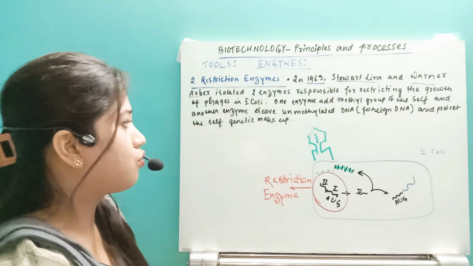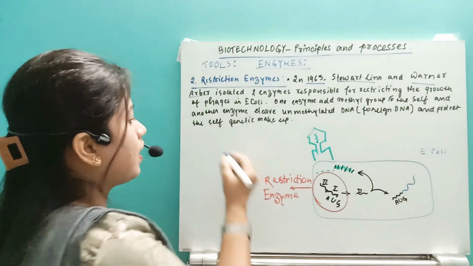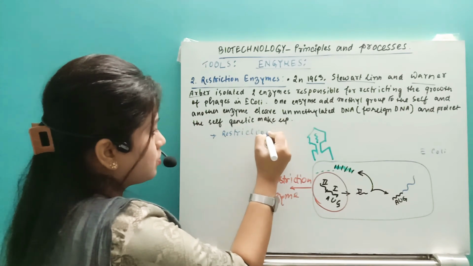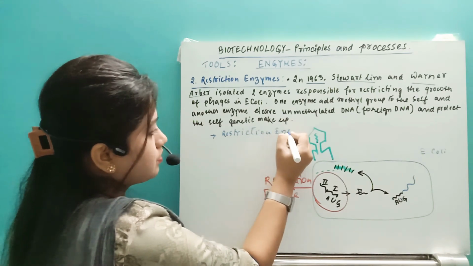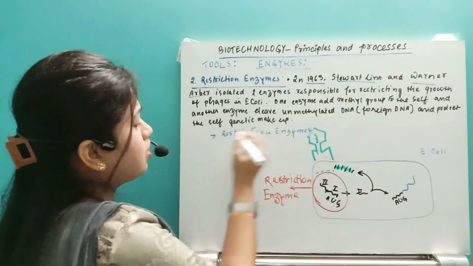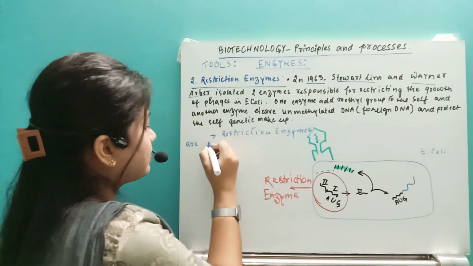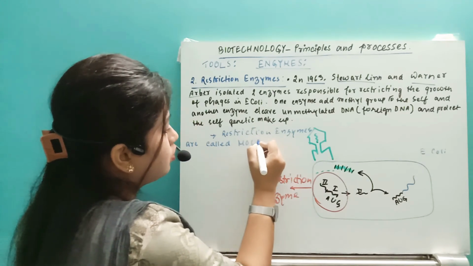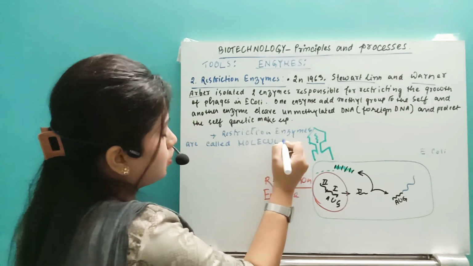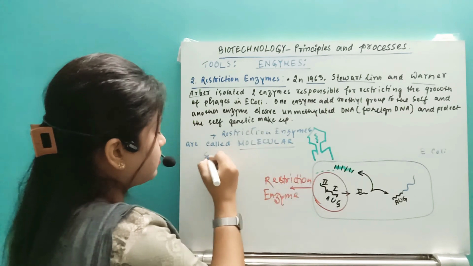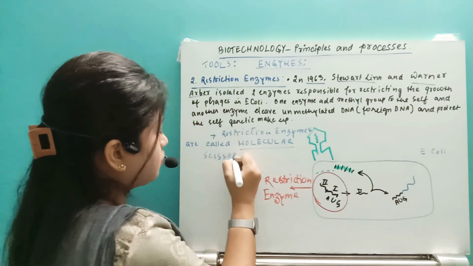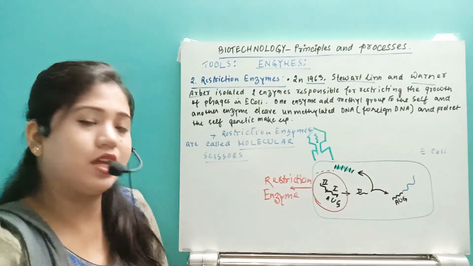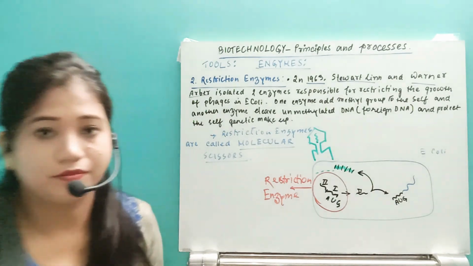This is also known as the molecular scissors. So that's why these restriction enzymes are also called the molecular scissors. Okay, remember that they are known as the molecular scissors, right? So remember that. After that, let us move to the next part.